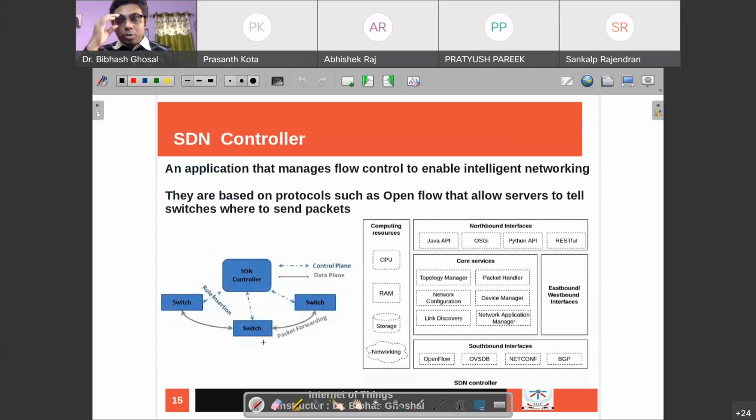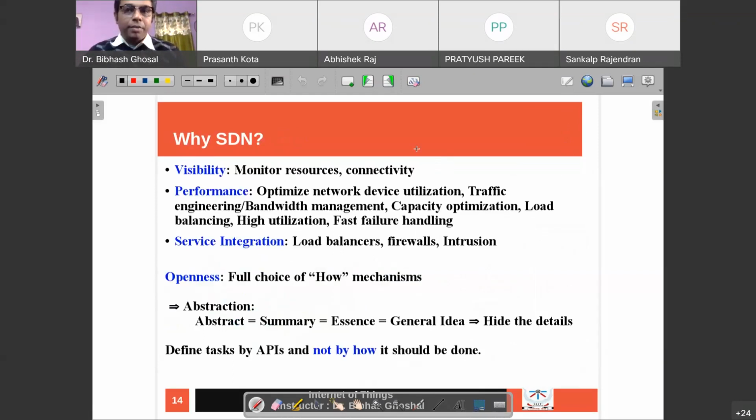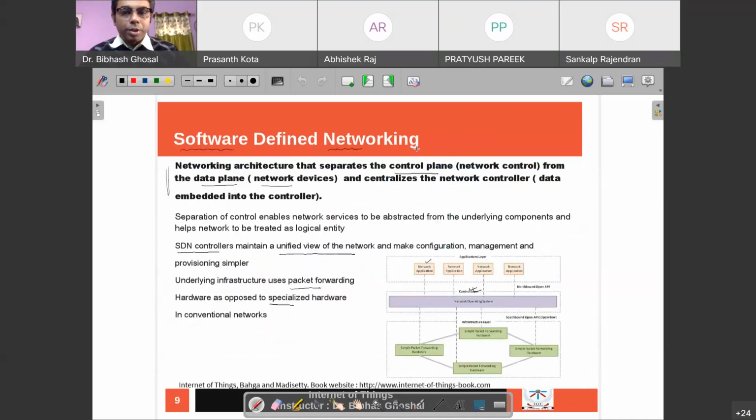So there are two components to SDN. One is called the controller that manages the flow control, and it enables intelligent networking. And just have a look at that. So there are two interfaces. Let me show you here. Yeah. So here you see the controller. It talks to the upper layers, which is called the northbound API. There are some APIs for communicating to upper layers.